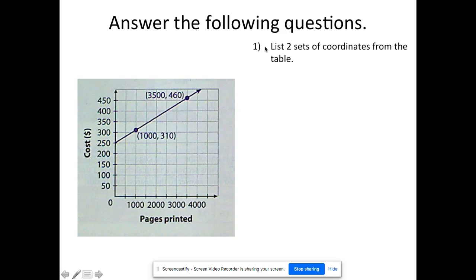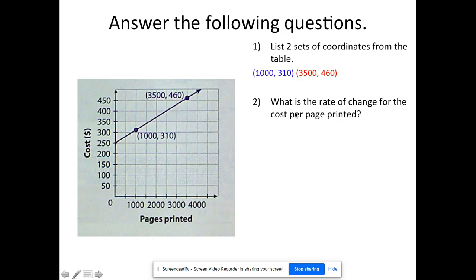So let's answer some questions and get going on the rate of change. It says list two sets of coordinates from the table. Fortunately, they give us the two sets of coordinates here. We don't have to figure it out. But what do these coordinates mean? Well, the x value here is 1,000. So it means 1,000 pages printed for $310, because that's the y. The x value here is 3,500, so 3,500 pages printed, and 460 is the y, so for $460.